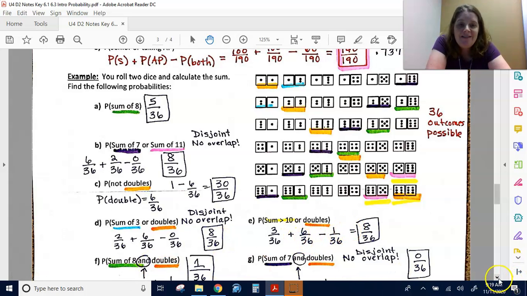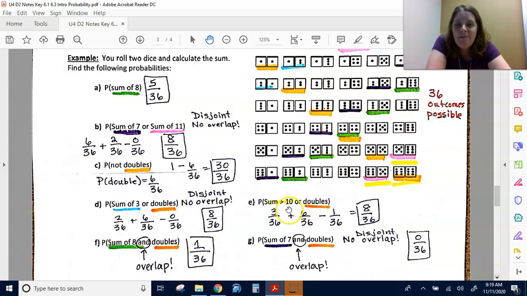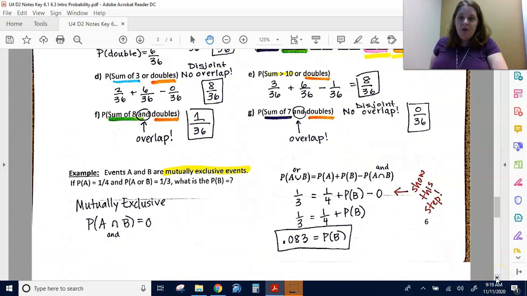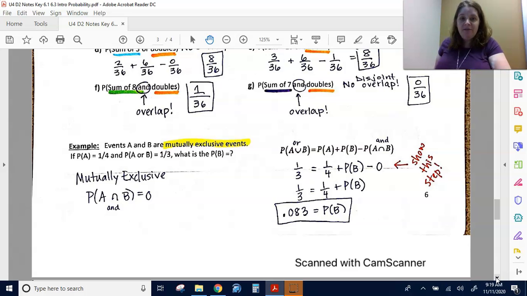All right, sum of 8 and doubles, that is an overlap. The only one that is in both of those groups is 4, 4, which gives you doubles and equal to 8. And then sum of 7 and doubles, none of my 7s are doubles, so that's 0. Don't be afraid to say that something has a probability of 0. It happens, okay? All right, so 0, that is disjoint. I wrote it as 0 out of 36, but I probably should have gone ahead and written equals 0 on that. Now remember that mutually exclusive means that the probability of A and B is 0. Mutually exclusive, A and B equals 0.